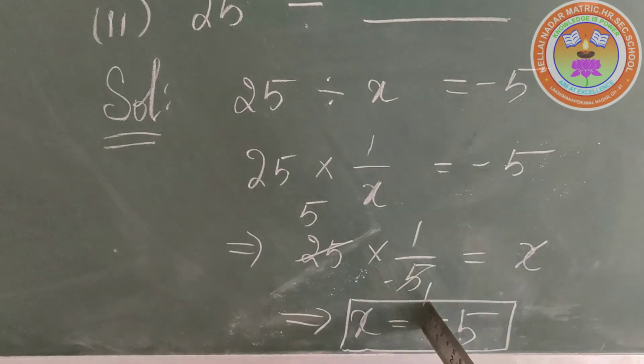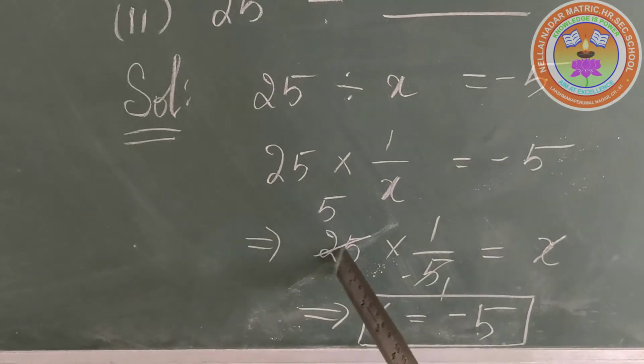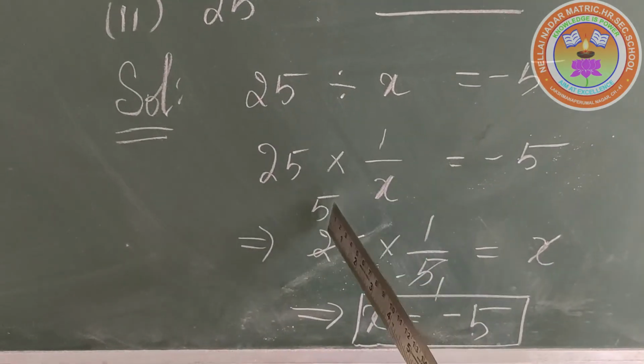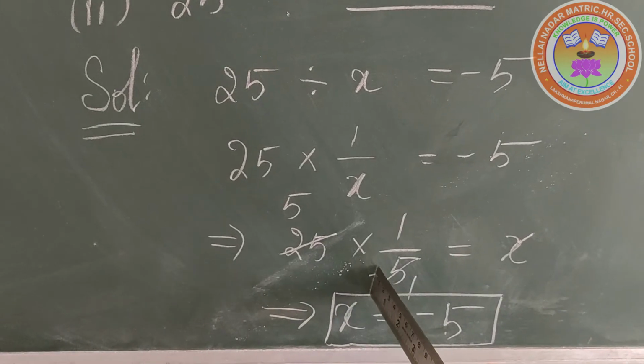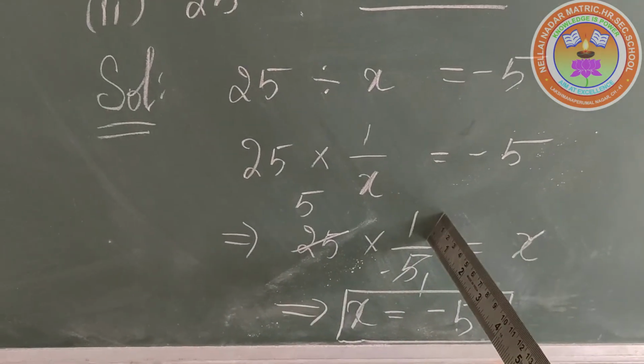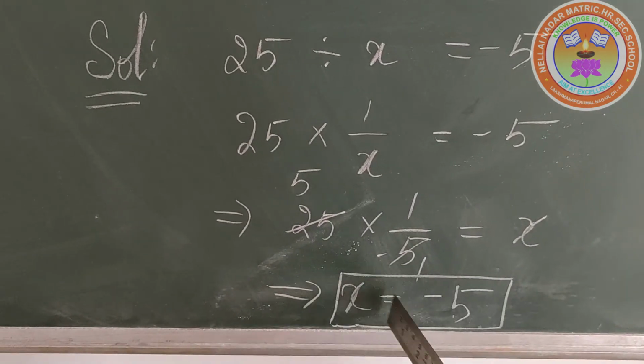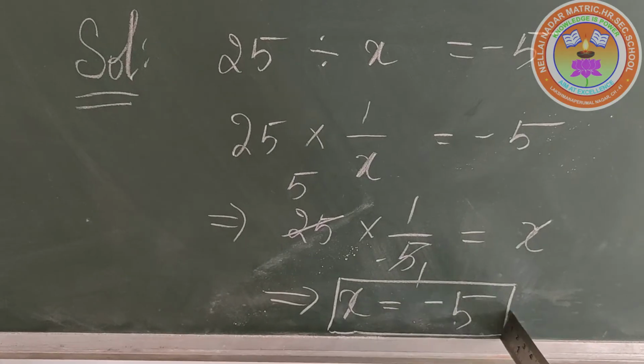So 5 is 1 times. How many times 25? Again 5 times. So what is the balance over here? 5 into, there is a minus symbol over here, so 5 into minus 1. What is it? A minus value will come, and 5 into 1 is 5. So the x value is equal to minus 5.